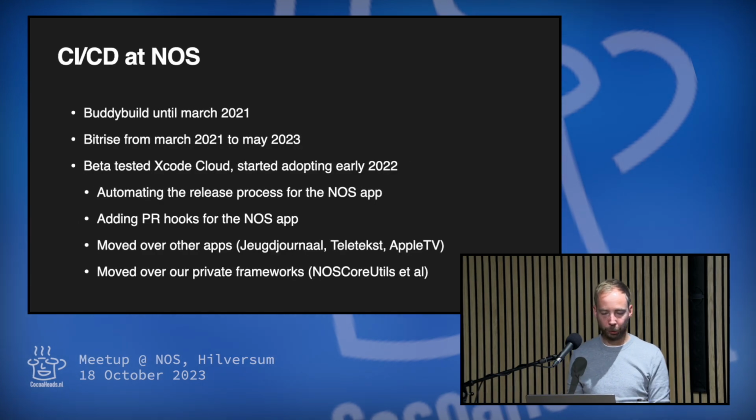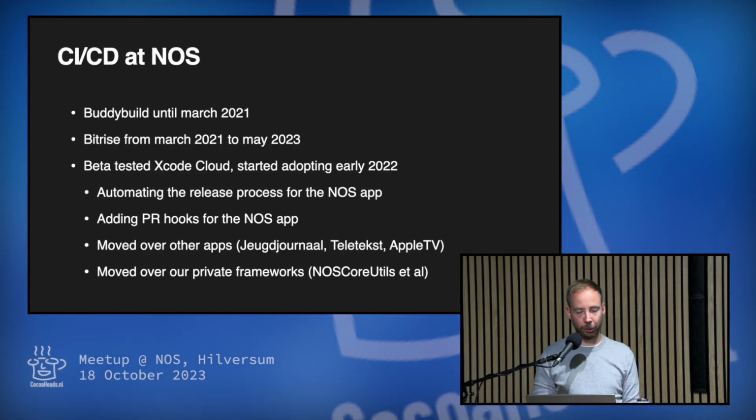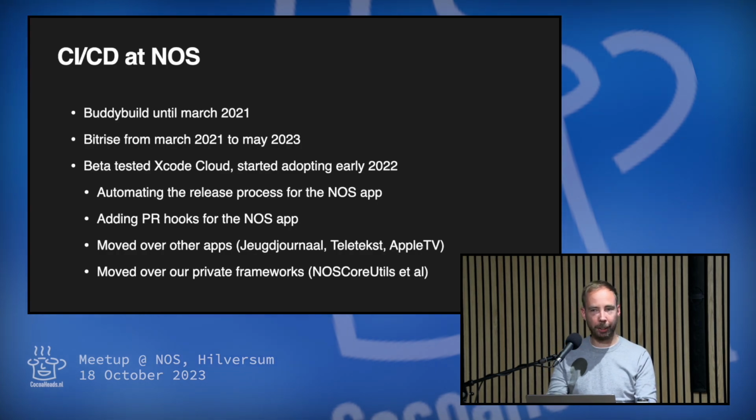At NOS we also used BuddyBuild until I think March 2021, till it died, and then we moved over to Bitrise because that was the most logical and most popular platform at that time. But we still had some interest in Xcode Cloud, and we beta tested it since the first announcement. For the first builds we had to wait 2-3 days before a build came through. But that also improved, and at one point we moved over some of our apps.